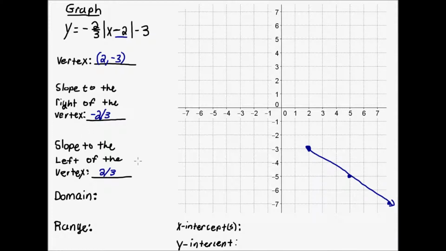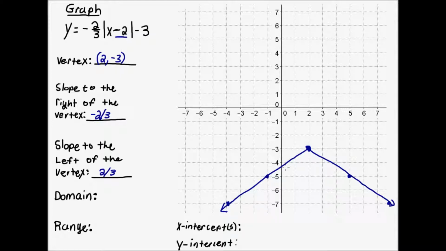Now let's do the left-hand branch. So we're going to do the slope positive 2/3. I'm going to go down 2 again, but this time I'm going to go left 3. 1, 2, 3. Down 2 again, left 3. Connect it with a ray. And we have the graph of the absolute value equation.